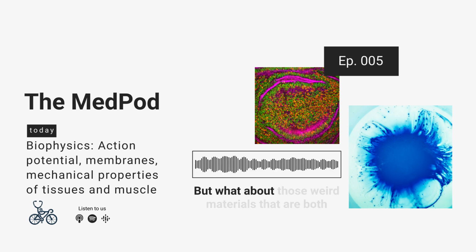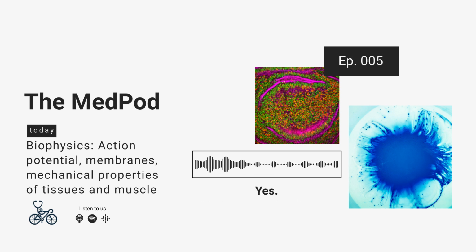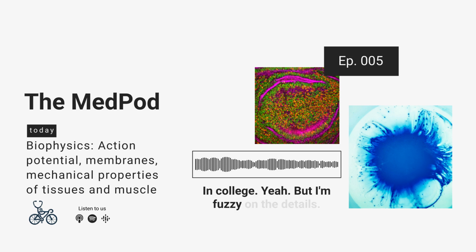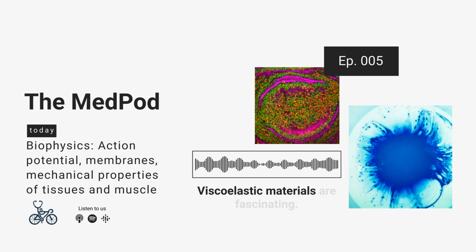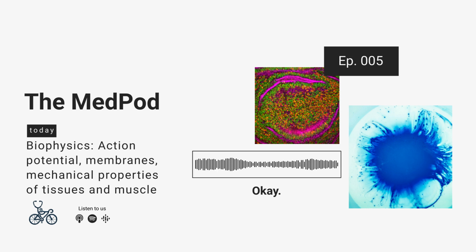But what about those weird materials that are both solid and liquid-like? I remember learning about something called viscoelasticity in college, but I'm fuzzy on the details. Viscoelastic materials are fascinating. They exhibit both viscous, fluid-like, and elastic, solid-like properties. It all has to do with how they respond to stress over time. Okay, give me an example.